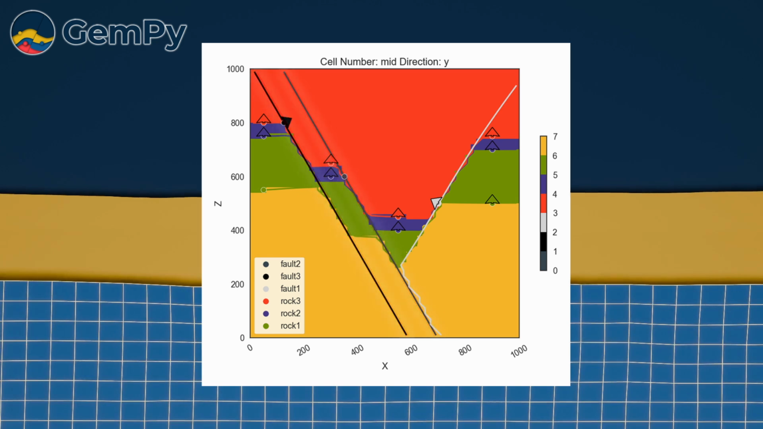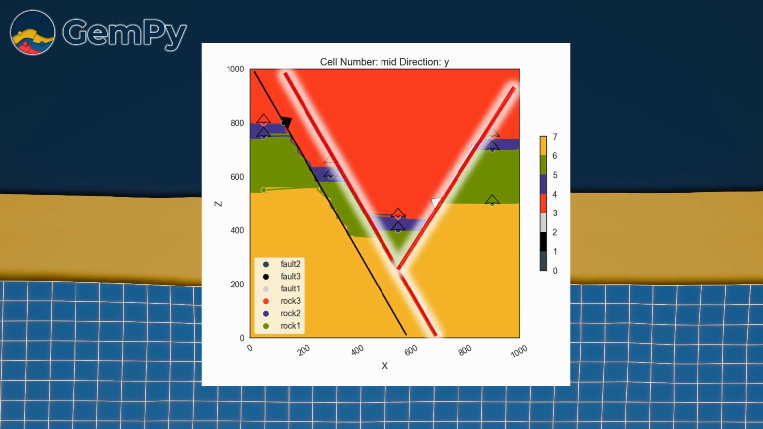Second, fault 1 is now terminated by fault 2 because we explicitly set this relationship. This setup demonstrates how multiple interacting faults and fault groups can be structured within a model.